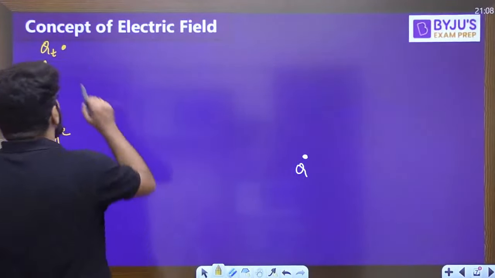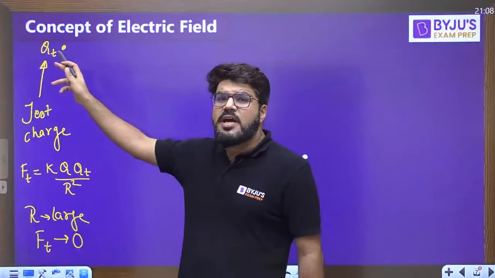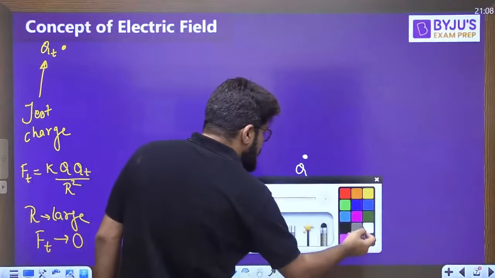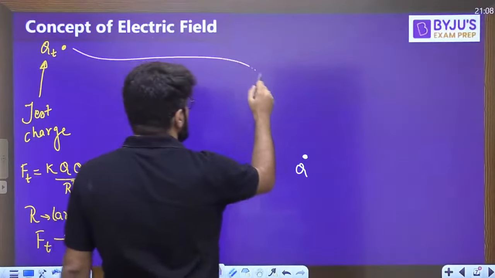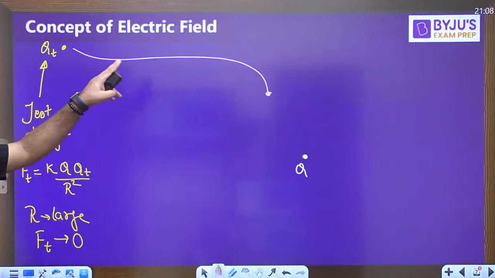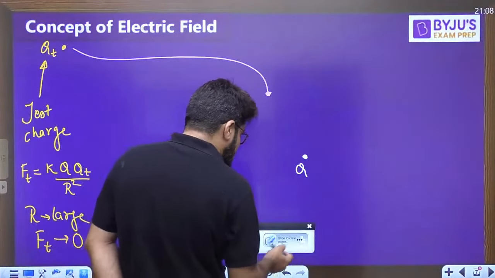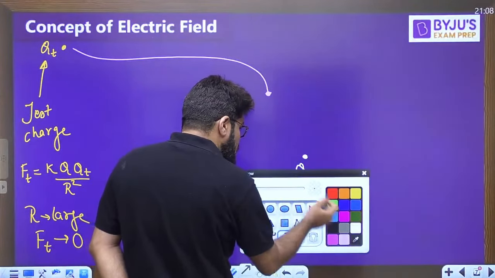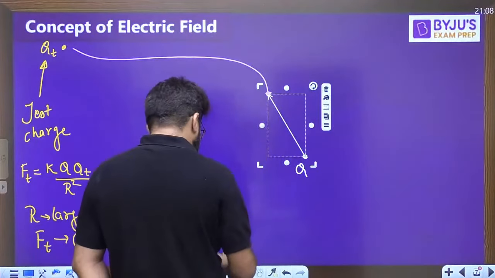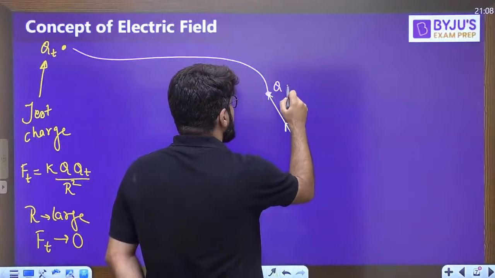Now, what I will do is slowly move the charge Qt towards the charge Q. Let us move it, suppose here, somewhere closer to Q. Now what will happen? Since it is coming closer to Q, it will start experiencing a force. The charge Q will apply some force on the Qt. This is the updated position of the Qt now.